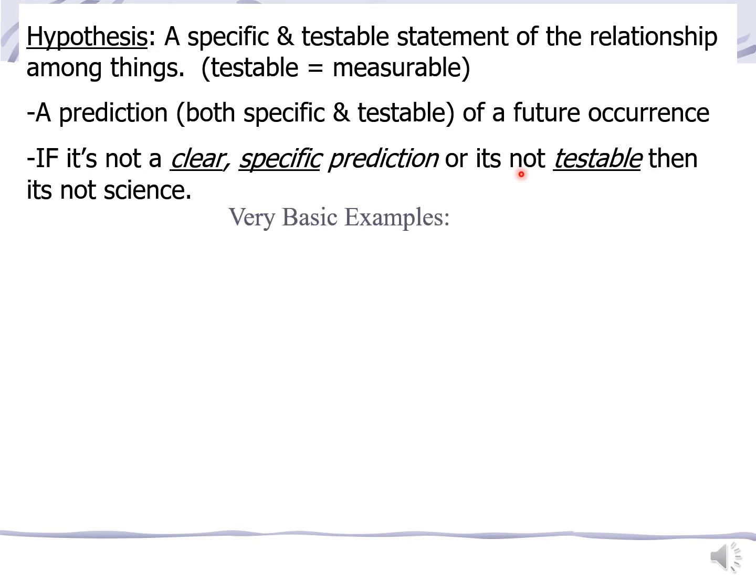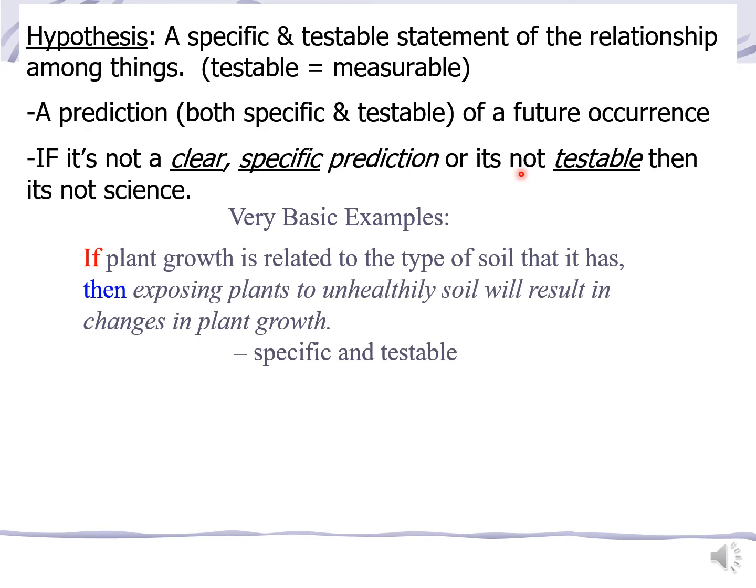So I'm going to give you some very basic examples that you probably are familiar with in terms of format from middle school. This would be an if-then example. For instance, if plant growth is related to the type of soil that the plant has, then exposing plants to unhealthy soil will result in changes in plant growth.